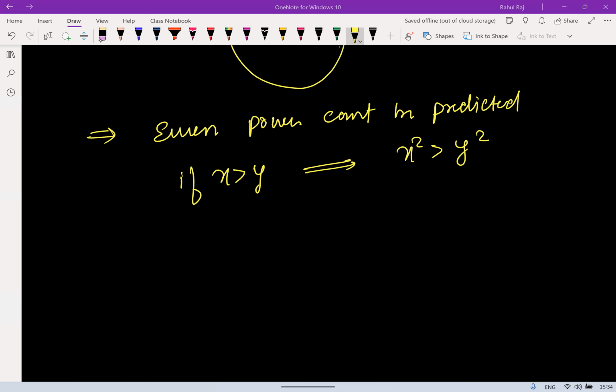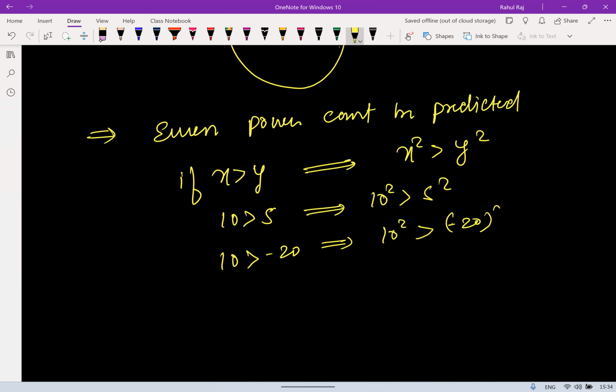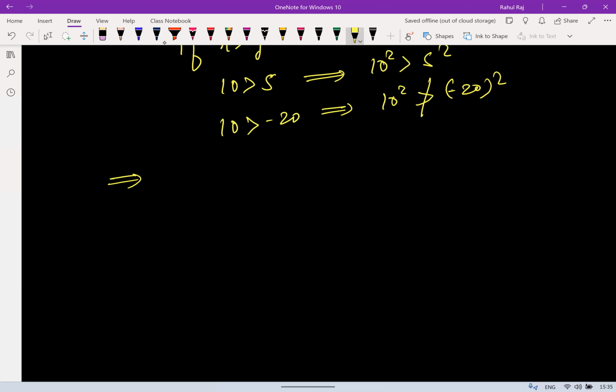Absolutely, because imagine 10 is greater than 5. You can 100% say 10 square is greater than 5 square. But technically 10 is also greater than negative 20, and you cannot say 10 square is greater than negative 20 square. It is not greater. That's the reason we say even powers cannot be predicted. But I can take more situations for you. Imagine if I tell you that x is greater than y square, can you say that x will always be greater than y?